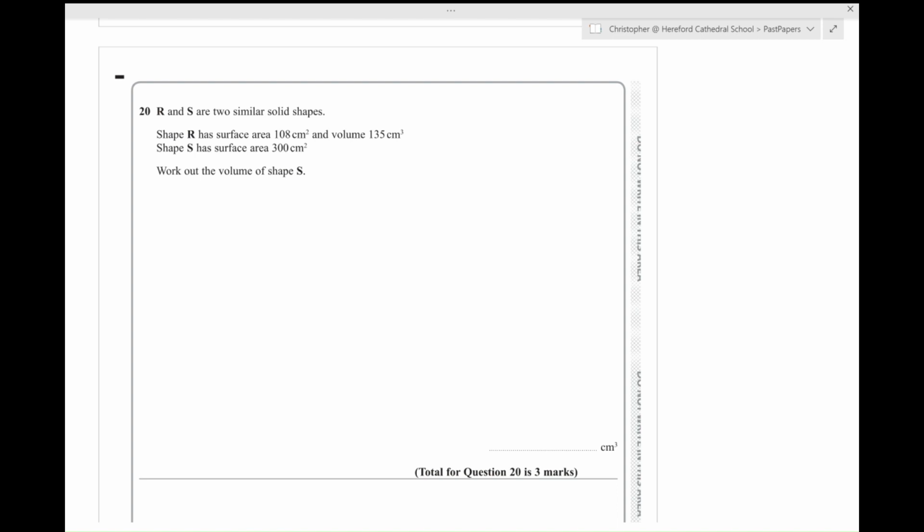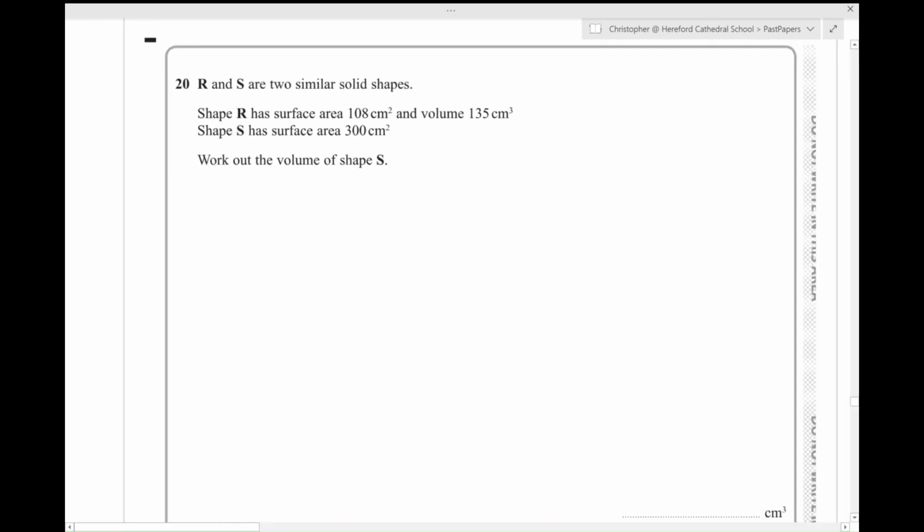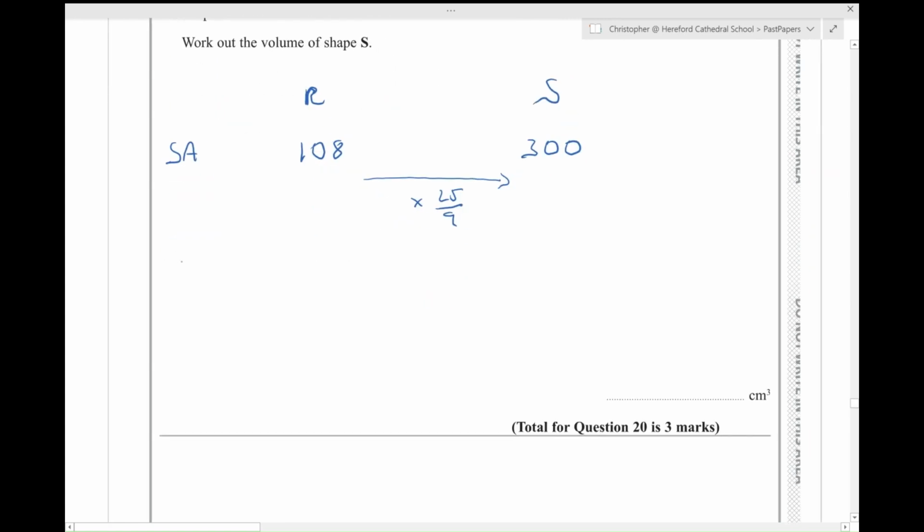Question 20, similar shapes. So we have shape R here, and we have shape S. Now, surface areas, how do they compare? Well, shape R has a surface area of 108, and shape S has a surface area of 300. So the areas there, if I do 300 divided by 108, the areas have a multiply factor of 25 over 9. So that means that the linear scale factor is the square root of that. So the linear scale factor is 5 over 3.